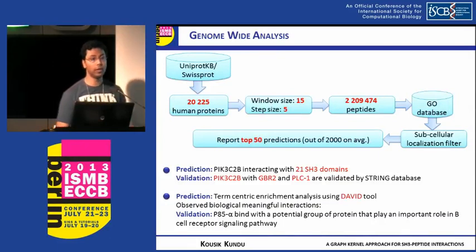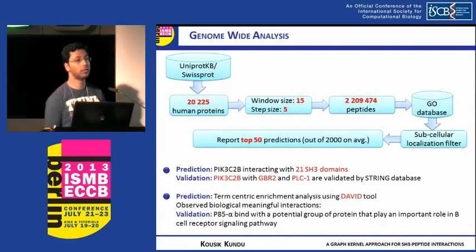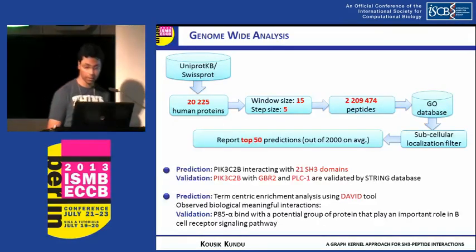Around 2,000 interaction data were filtered for each SH3 domain, and we report the top 50 predictions based on the SVM score. We also found that our predictions had biological insight because, for example, this protein, PI3C2B, interacts with many of the SH3 domains predicted in our study. Actually, for validation, GRB2 and PLC1 were already validated as binding with this protein in the STRING database.